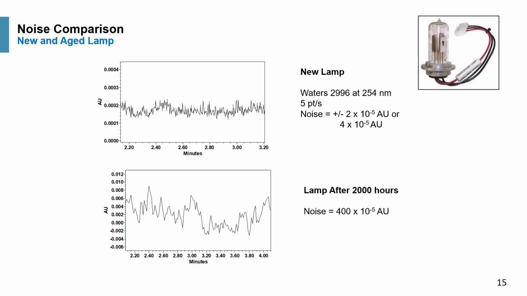Just a comparison of noise between a new and an aged lamp, right? With a new lamp, you expect a noise level around plus or minus 1 or 2 times 10 to the minus 5 AU, absorbance unit. When the lamp has been used for a long time, it becomes aged. The intensity of the light is diminished, and you can see that it becomes much more noisy.